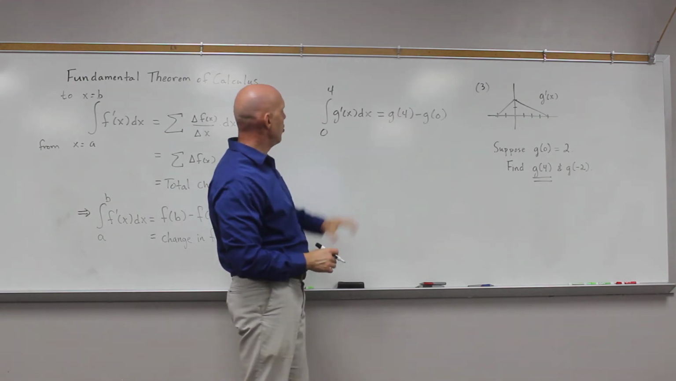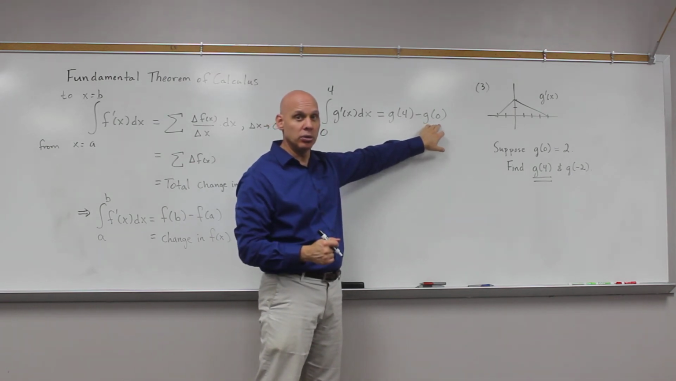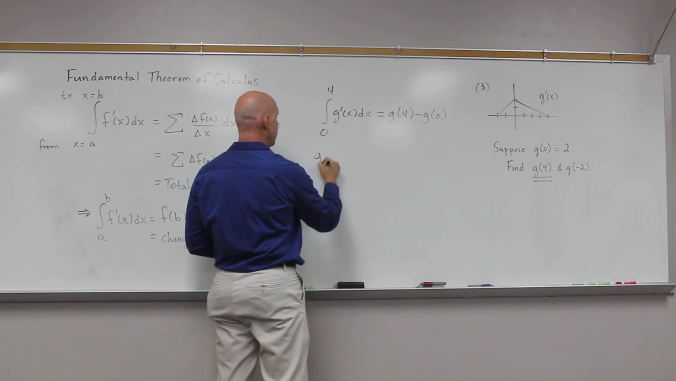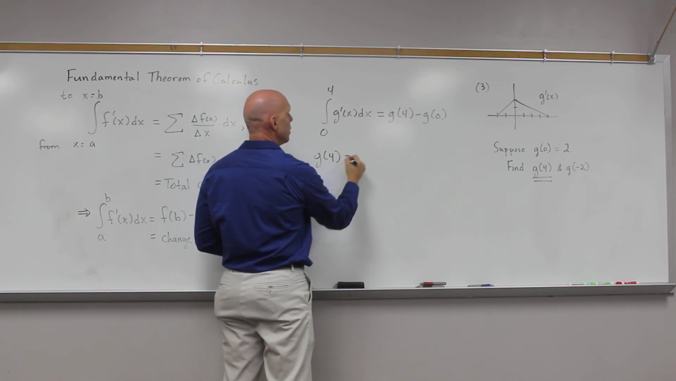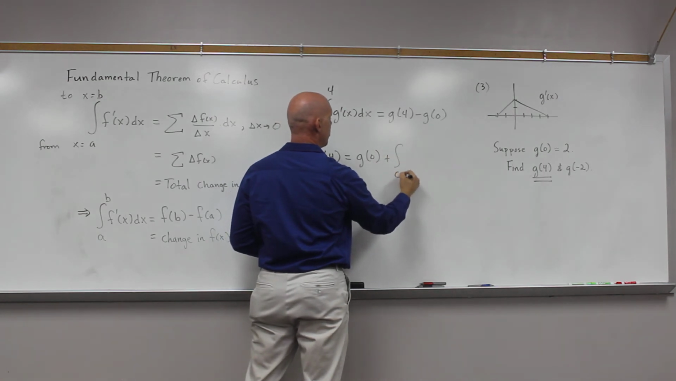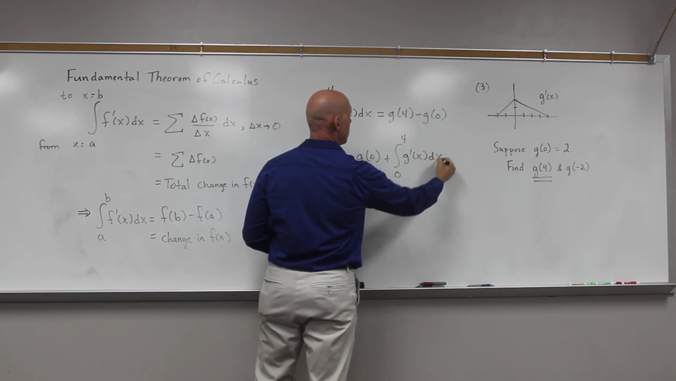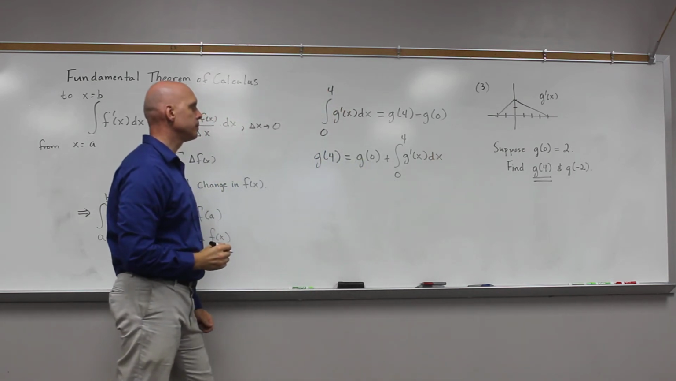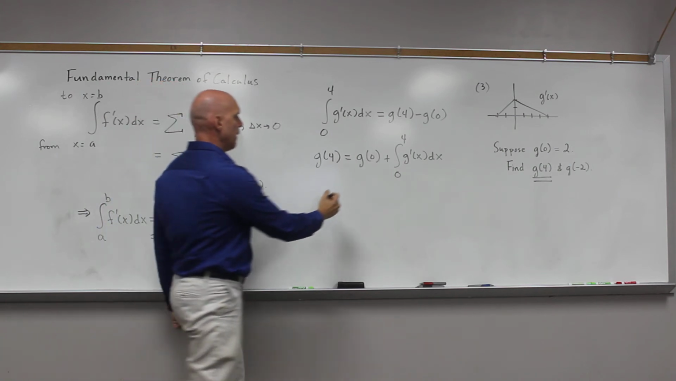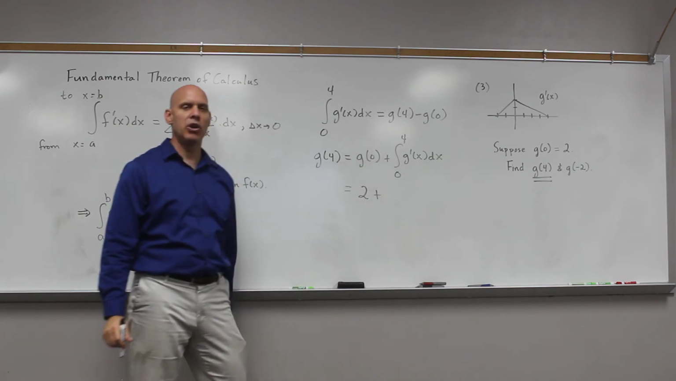So if I know this, and if I know this, which I obviously do, then I can find what I'm looking for. I could say g of 4 is g of 0 plus the integral from 0 to 4 of g prime of x dx. Well, I know this is 2. My claim is that I know this also.